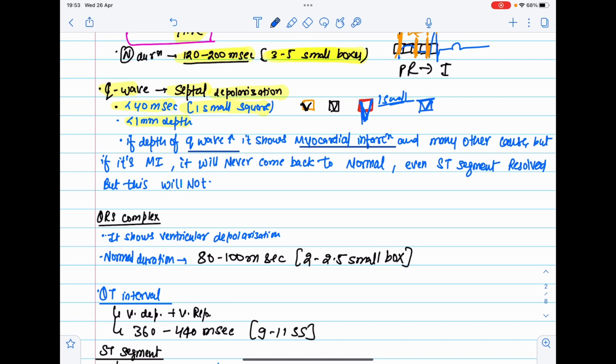It will cover more than one small box and the depth will be more. Even if this myocardial infarction resolves, we can see that this depth will be present there forever. Once this Q wave depth increases, it will never ever be normal. It will never go back to normal. So this is the fact.